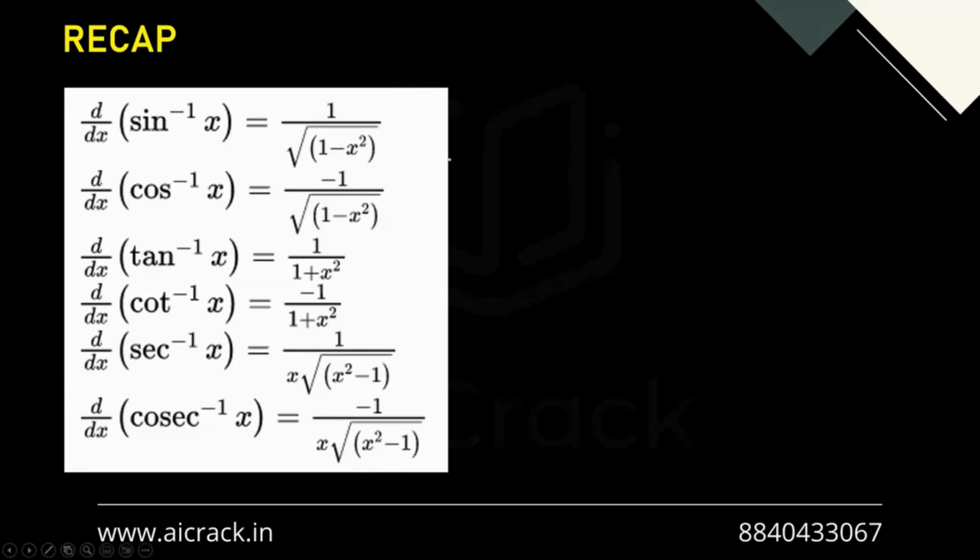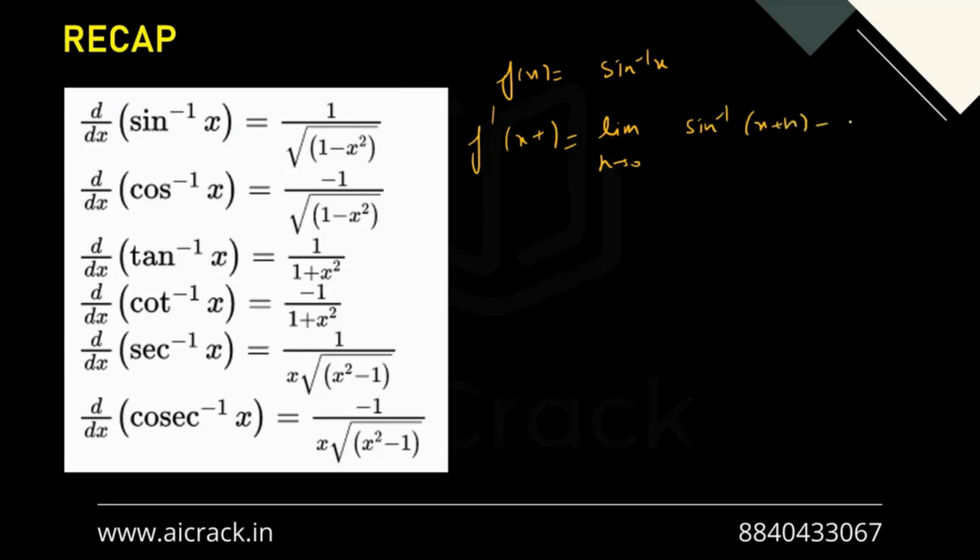The first one is the obvious one, that is first principle. So let's derive the derivative of sine inverse x with the help of first principle. We have f(x) equals sine inverse x. If you want to calculate f dash x plus, that would be limit h approaches 0 of sine inverse (x plus h) minus sine inverse x, divided by h, right? Very basic formula. Now, if I take x plus h as sine A, and x equals sine B, right? Now, what would happen?